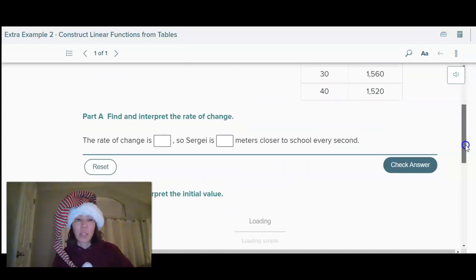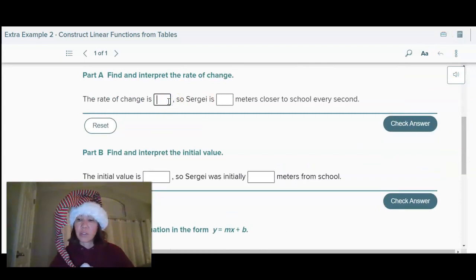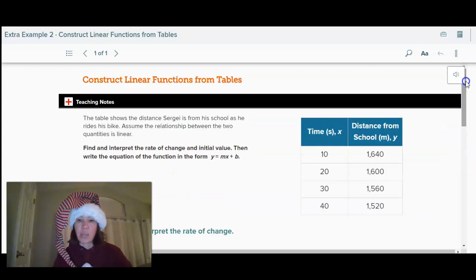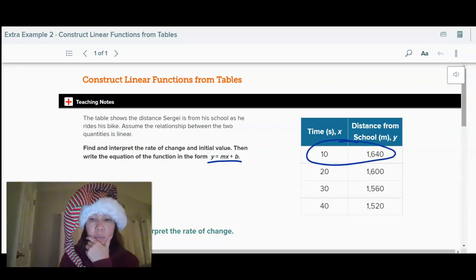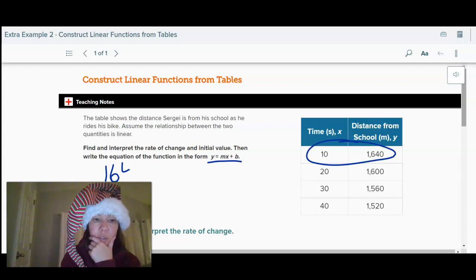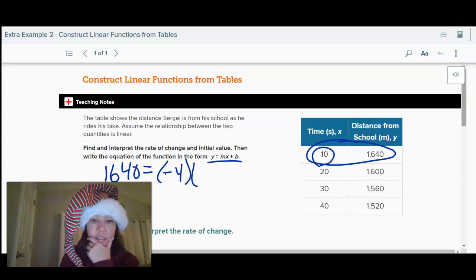Then the rate of change is negative 4, and he is 4 meters closer to school every second. Now the initial value we have to figure out here. So we'll use this equation, y equals mx plus b, and I'll just take this first point. In place of y, we're going to put 1640. In place of m, we said that was negative 4. X is 10, and then plus b.